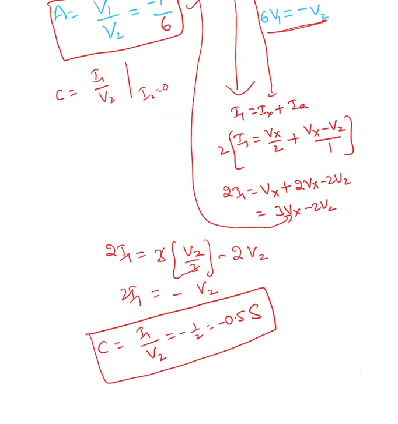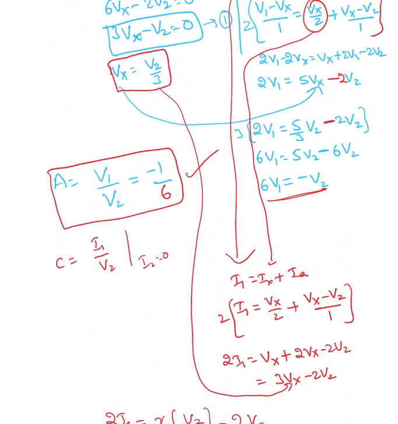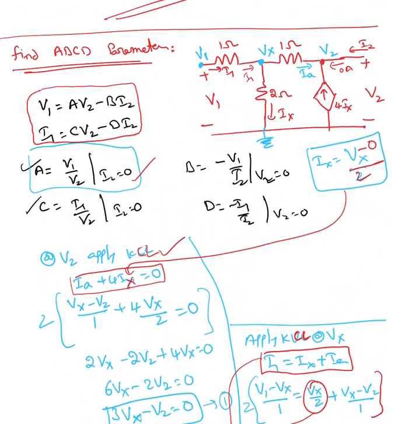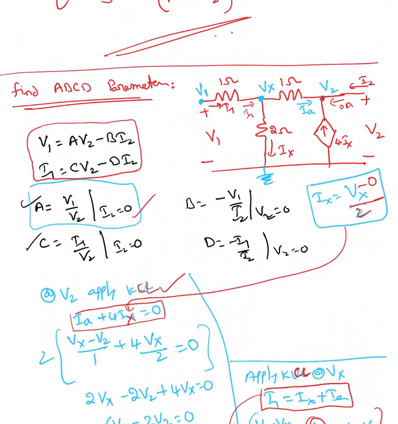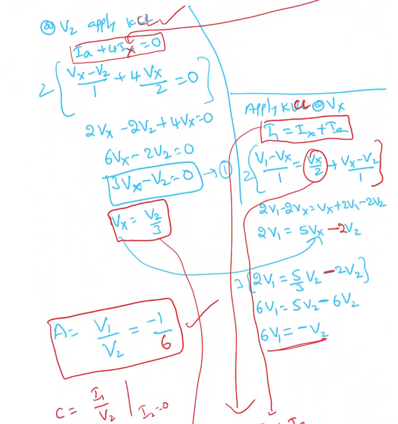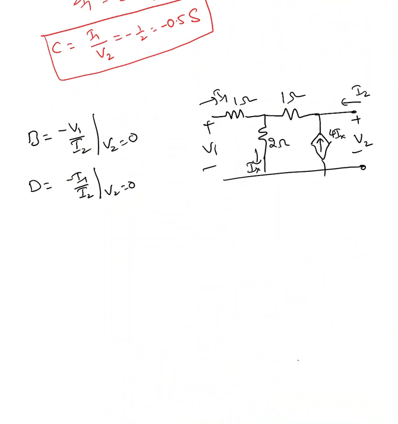To find the remaining two parameters, those are short circuit parameters. For the short circuit parameters, here it says V2 equals 0, so we're going to short circuit this. Let me draw the diagram down here. Now we're going to find the remaining two parameters, B and D. Here V2 equal to 0, so we short circuit this.